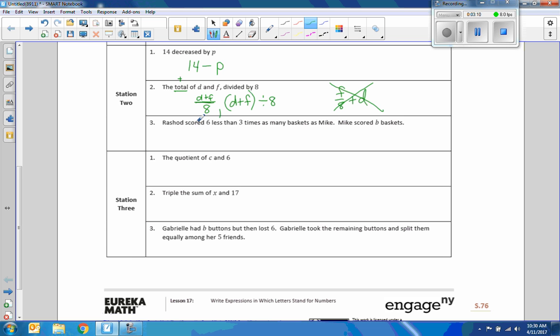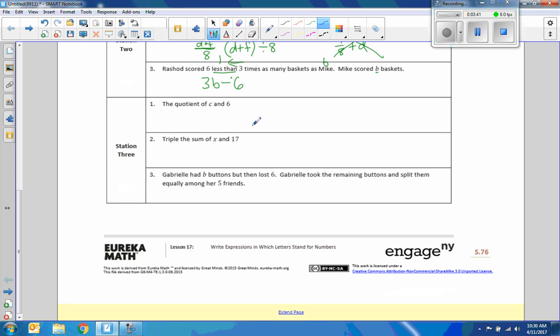Okay, last one. Rashad scored 6 less than 3 times as many baskets as Mike. Mike scored B baskets. So I'm going to put a B here. B is Mike's score. 3 times as many as B is 3B. Less than means to go this direction, and it means minus, and Rashad scored 6 less than 3B. So that's my answer, 3B minus 6.